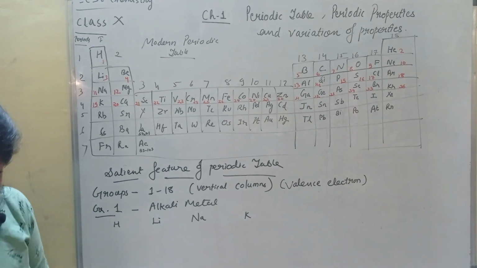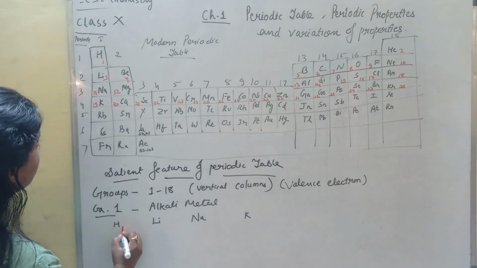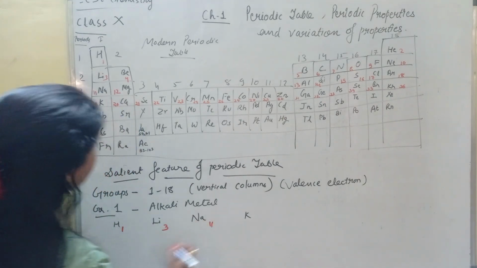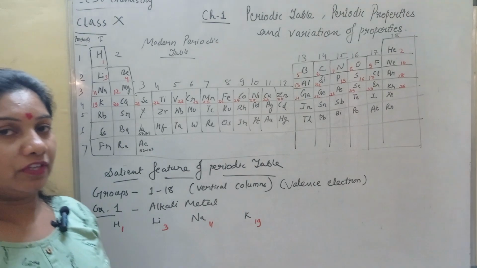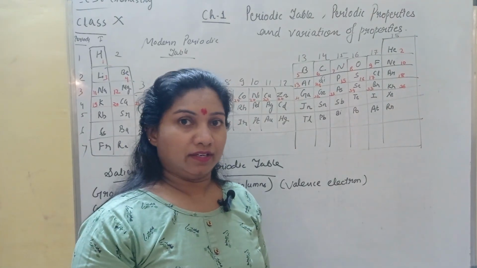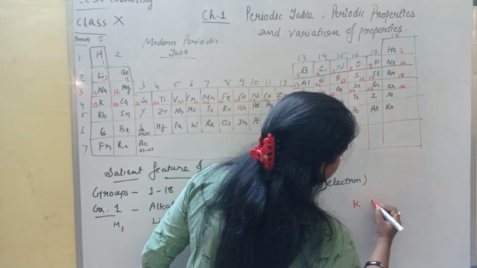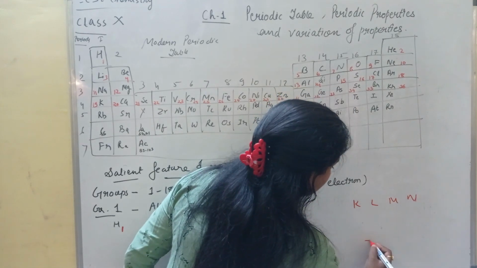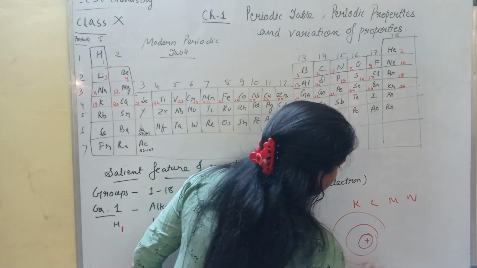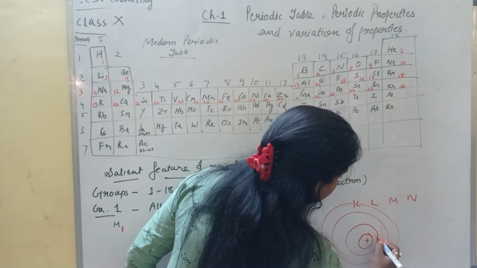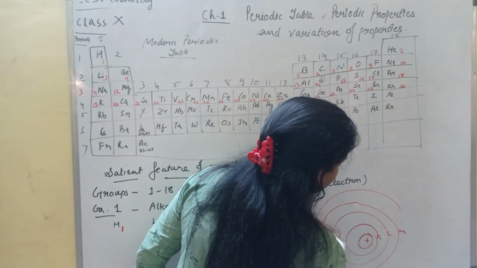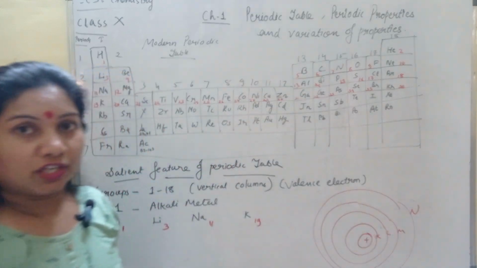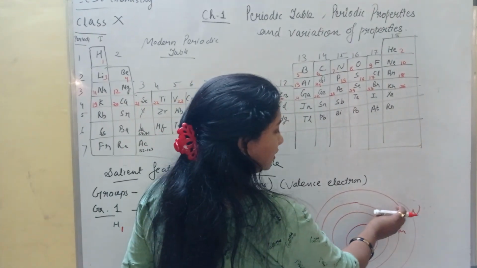Hydrogen atomic number is 1. Lithium is 3. Sodium is 11. Potassium is 19. So electronic configuration is the arrangement of electrons in particular shells. And shells, we know, are K, L, M, N. Just now I made the structure of atom. So this circular path is the shell: K, L, M, N. And electronic configuration is the arrangement of electrons in these shells.